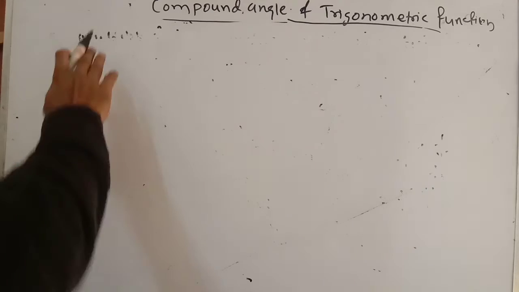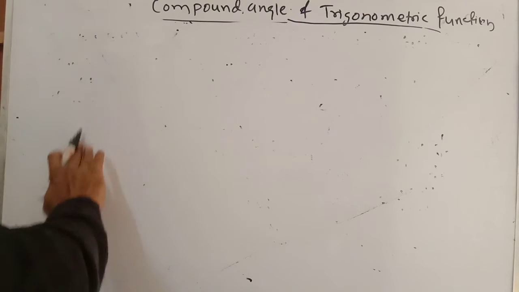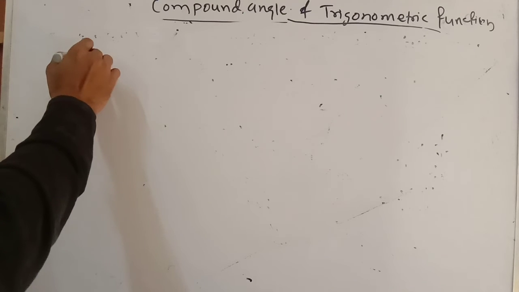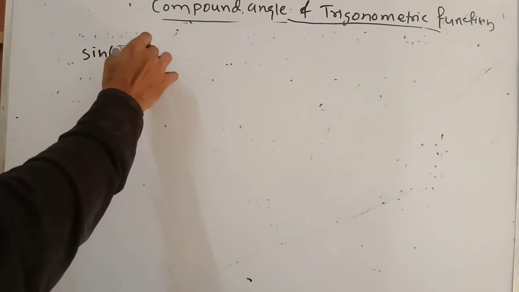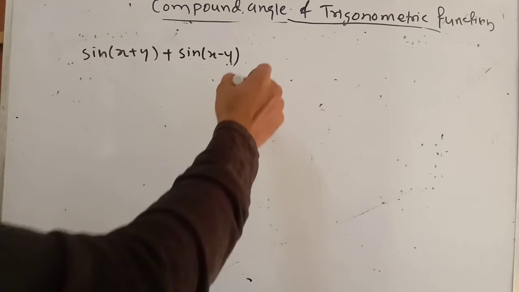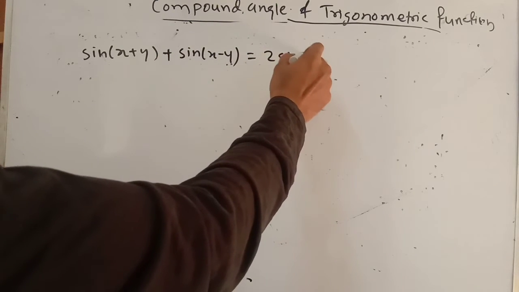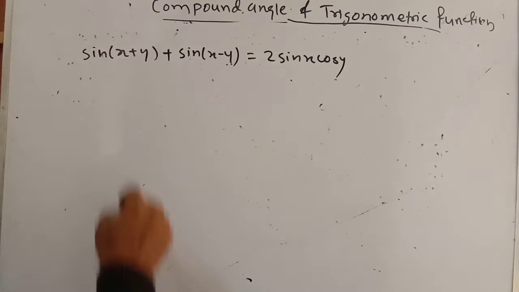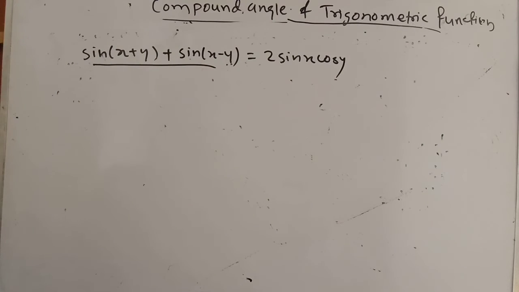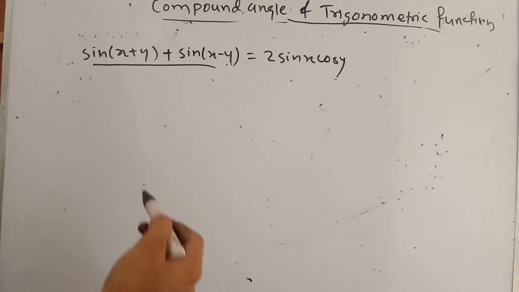Similarly, you can convert the product into the sum and difference. When we consider two trigonometric functions with compound angles and add them, sin(x+y) plus sin(x-y), what will it become? It will become 2 sin x cos y. So this is the summation of two trigonometric functions in compound angle form. Similarly, you can find many more.